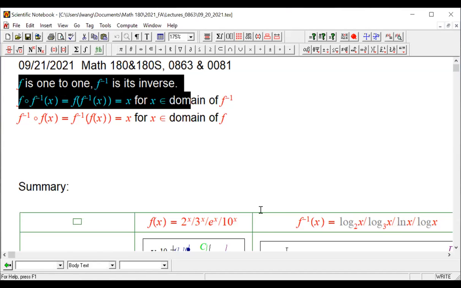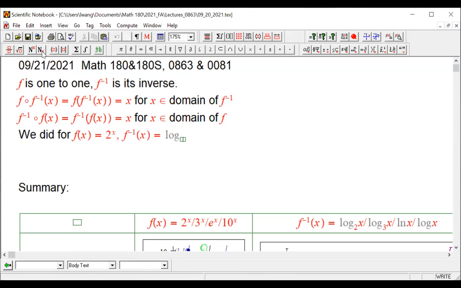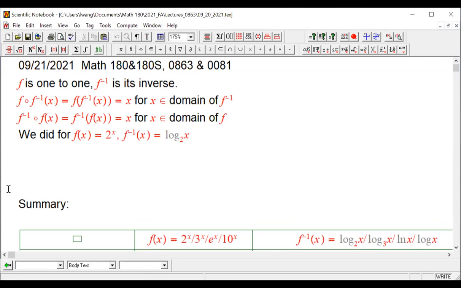And do these apply to our functions for each pair? Of course. For these two functions, f of x equals 2 to the power x, remember what we did? And its inverse is what? Log base 2 of x. That's right. Excellent. We have derived some interesting properties. We worked out these processes, didn't we? Yes. I thought we did.